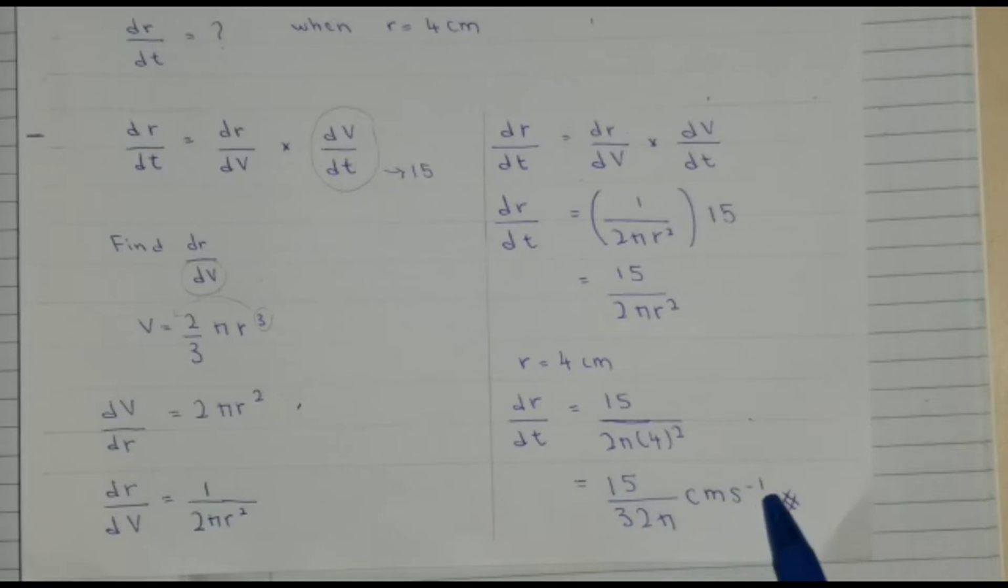Don't forget to insert a unit. We know that the radius is measured over time, and the unit for radius is cm and time is seconds. The final answer that we get is 15 over 32 pi centimeter per second. Done for question B.